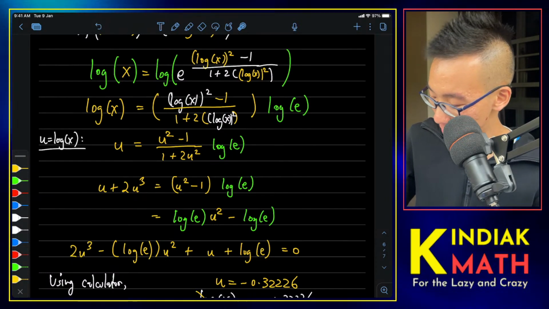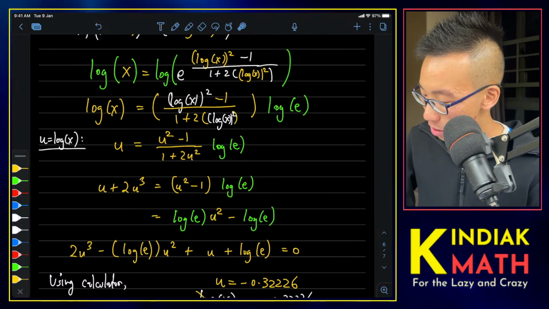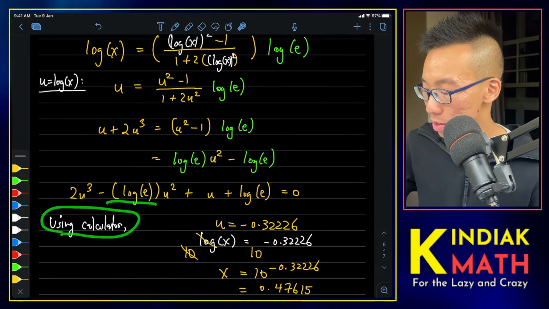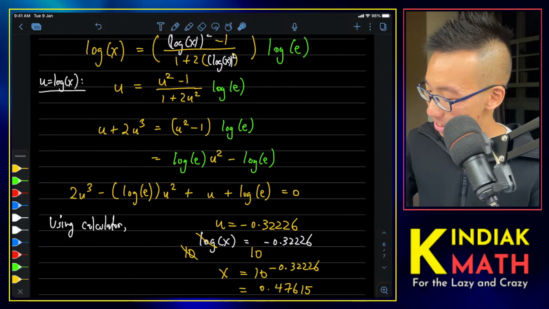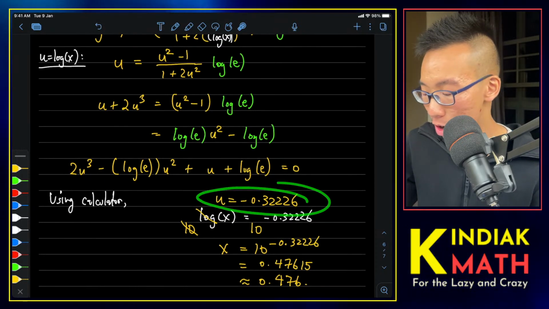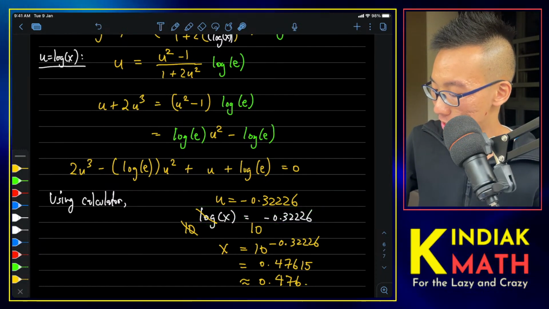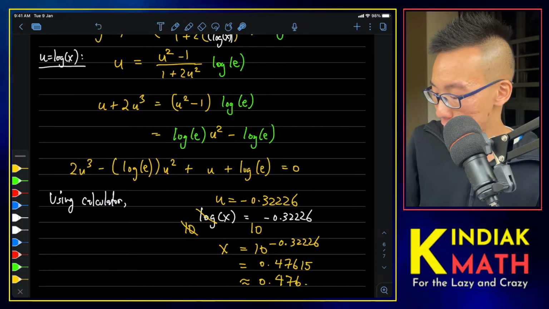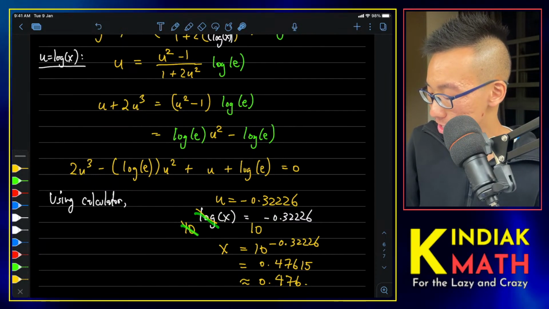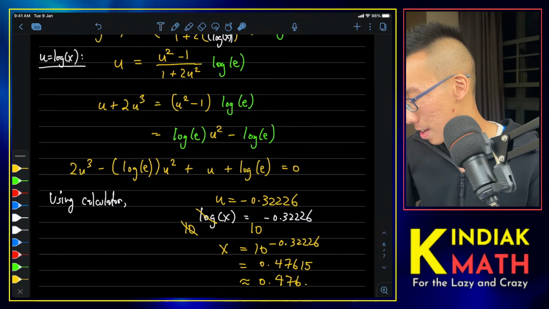Alright, so once you make the observation that log e is just a number, then you can treat it like a number and plug it all into your calculator. You can solve for u, which gets us this expression, but u equals the log of x. So we can substitute that, and taking 10 to the power of logarithms cancels each other out. And then we're left with this answer.